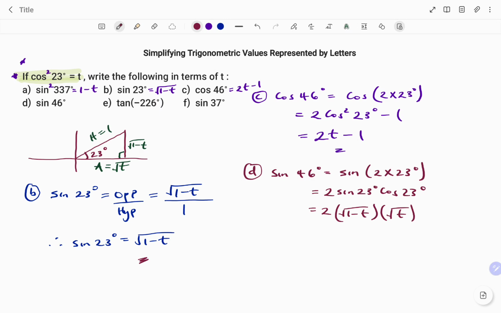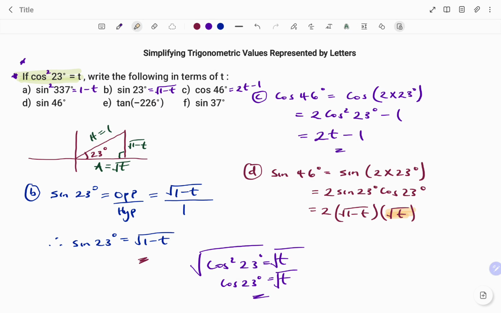What I've done is we're given cos squared. I'm going to work that out here. Cos squared 23 equals t. So finding the square root of both sides, I have cos 23 degrees equals square root of t. Okay, so therefore cos 23 degrees is equal to square root of t, and that's what I have here.